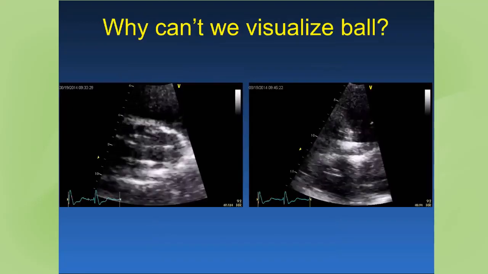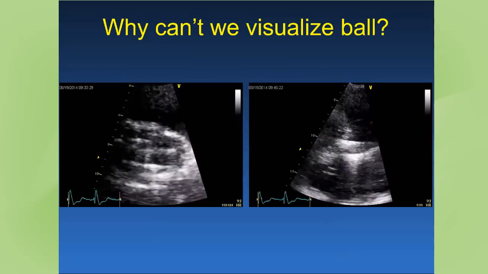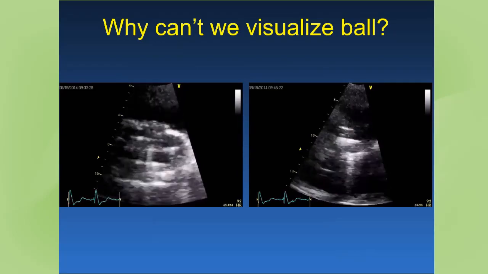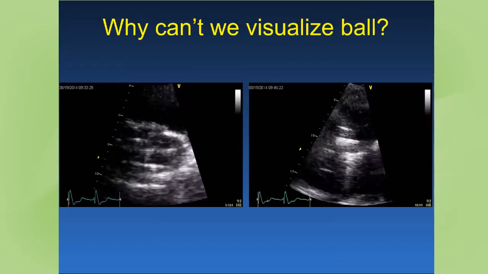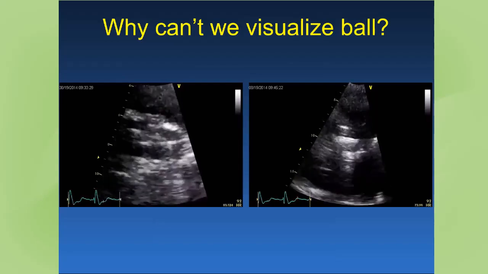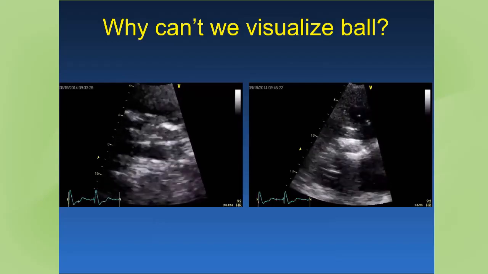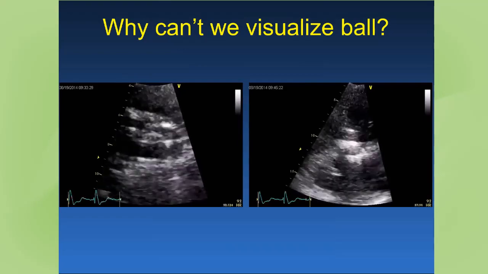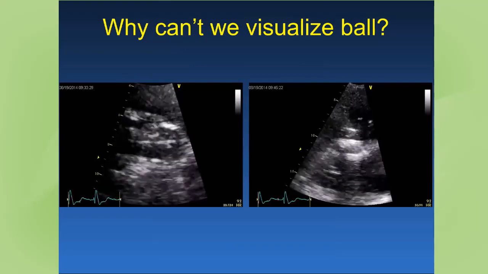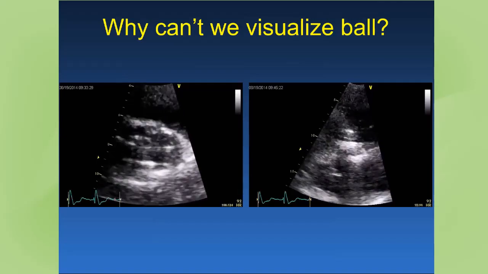All right, with those concepts in mind, let's look at these two images. On the left, we see a short axis image at the aortic valve. And on the right, there's an apical five-chamber view. Now, this is an image of a Starr-Edwards ball and cage aortic valve replacement.